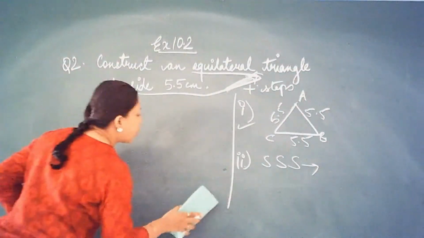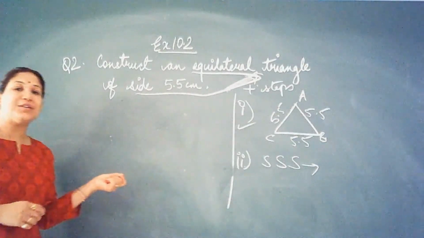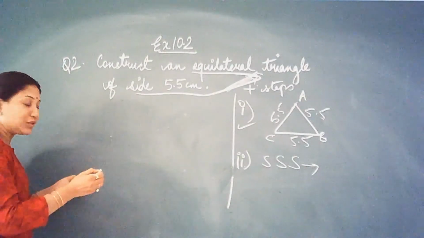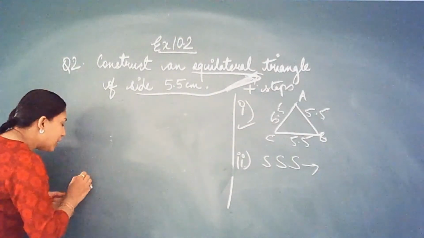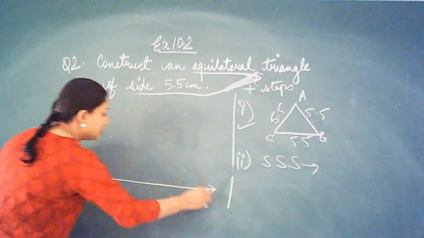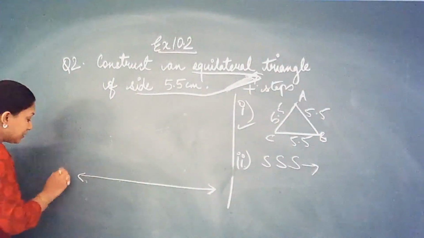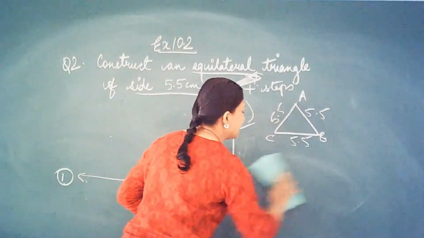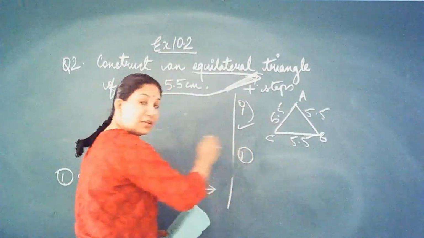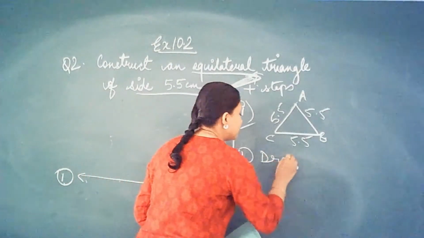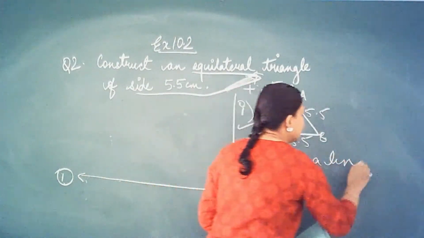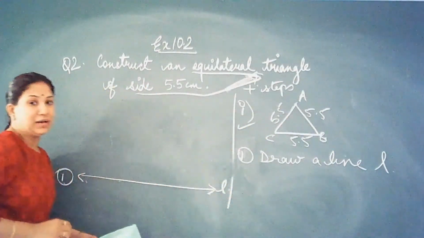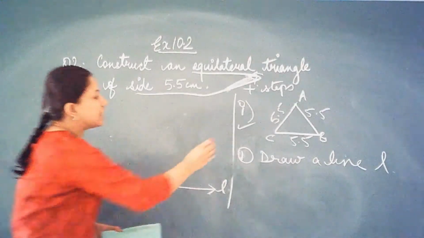So let us start the construction. How to construct a triangle? The first thing is, you take out your scale, place it on your notebook and without measurement, draw a straight line. This is your step 1. Here, you will write down the steps of construction also. What is the first step? That we have drawn a line. So draw a line. Which line have we drawn? This is line L.